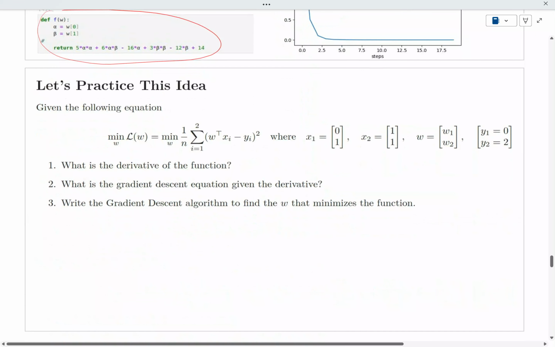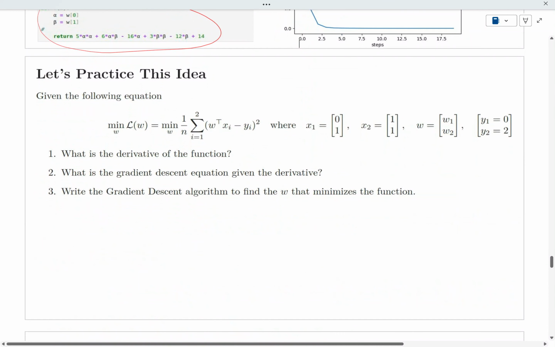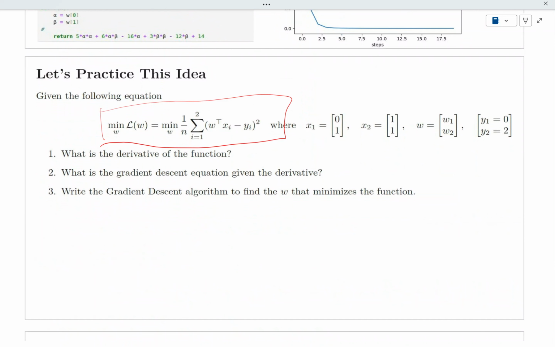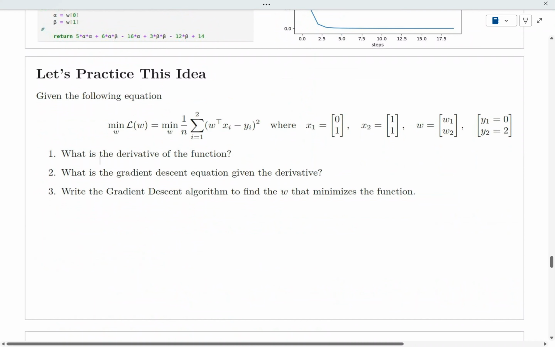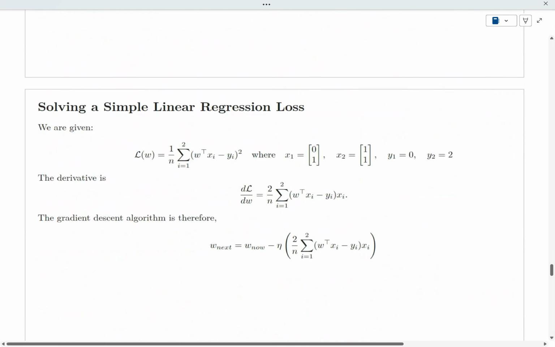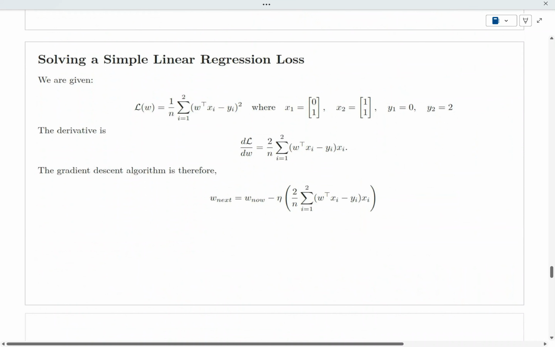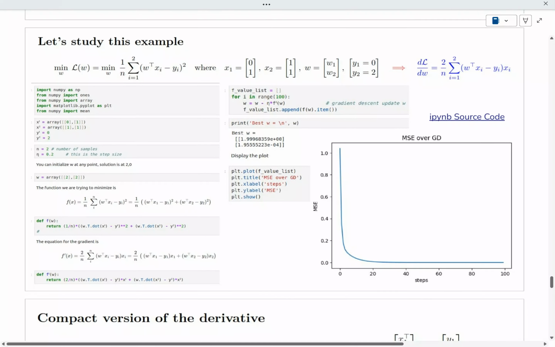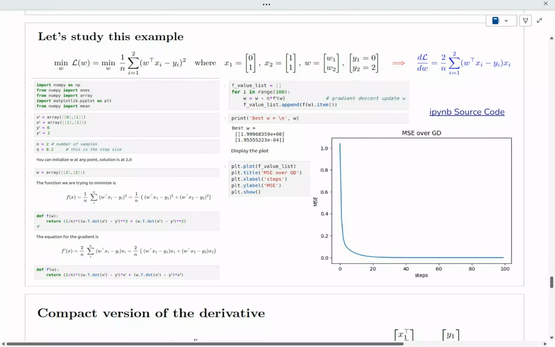All right, so let's practice this idea. All right, here is the function you want to minimize. Now you want to pause the video and make sure you can do this. Okay. Here's the solution. Here we go. And over here is the code solution. You want to take the chance to see if you can achieve this.